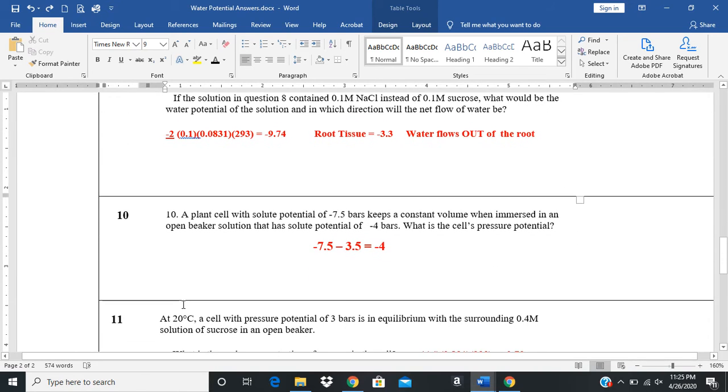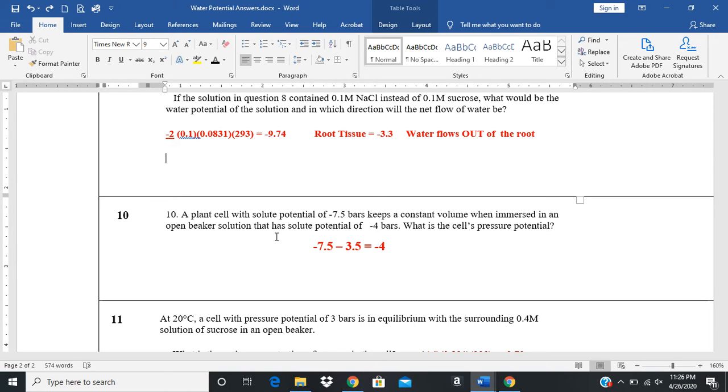Okay, number 10. You have a plant cell. It's negative 7.5 bars. You keep a constant volume when immersed in an open beaker. Okay, and you know that that open beaker's got a potential of negative 4. So what is that cell's pressure potential? If it's in equilibrium and its volume is the same, that means that although it has a solute potential of negative 7.5 bars, you put it in a beaker that's negative 4. That means that the plant has to have a negative 4 water potential.